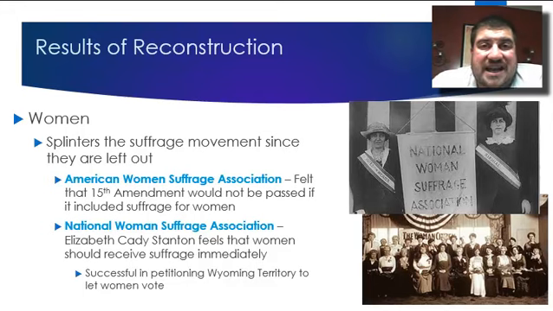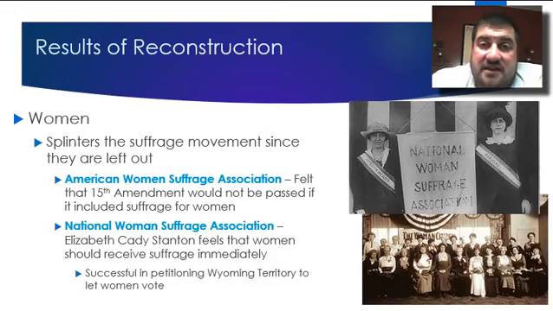The people who did not, however, said that if we try to pass the 15th Amendment with suffrage for all, it would not get passed by the states. And so that was the American Women's Suffrage Association, or the AWSA. They feel that it wouldn't have been passed if it did include suffrage for women.